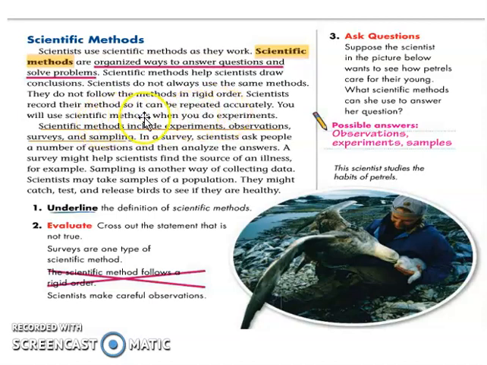Scientists record their methods so they can be repeated accurately. So they need to write it on paper, they need to encode it in the computer, so that if they want to come back to that experiment, they have some record and information. Scientific methods include experiments, observation, survey, and sampling.